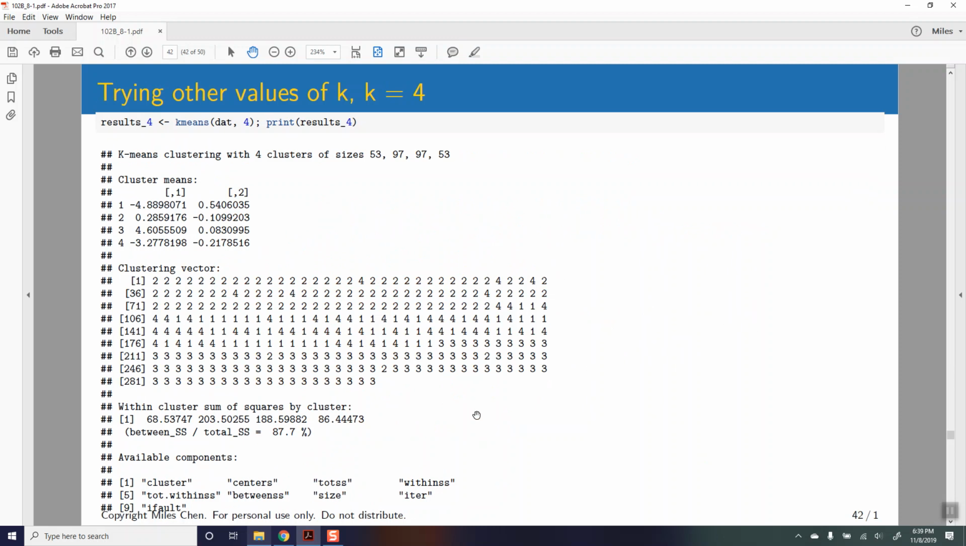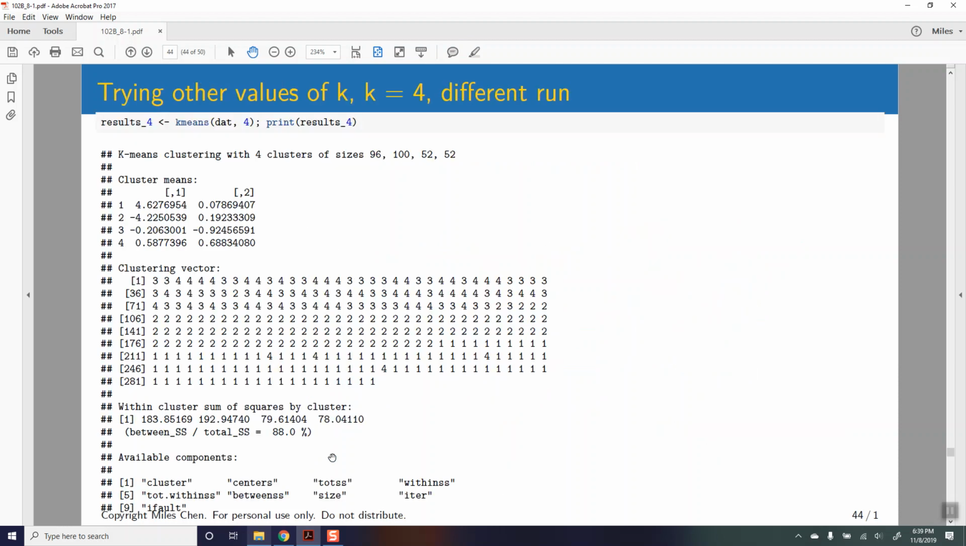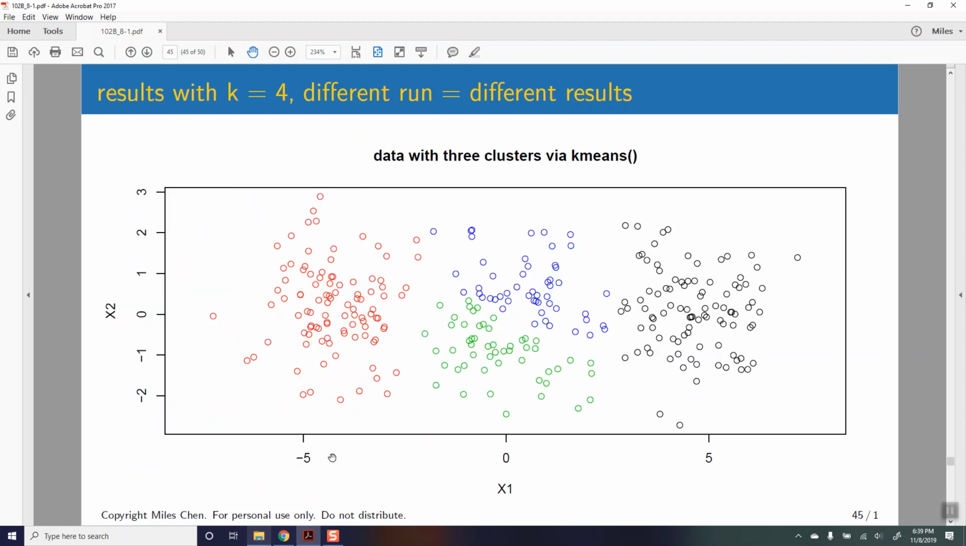Here I said let's try looking for 4 clusters, and this is what it did. It's got a green one, a red one, it put a black one here, and a blue one here. If I ran it with a different run using K equals 4 clusters, you can get different results. We have black and then red, and then this one gets split. It just depends on the initial random assignment. So depending on the initial random assignments in the beginning, you can end up with different end results.